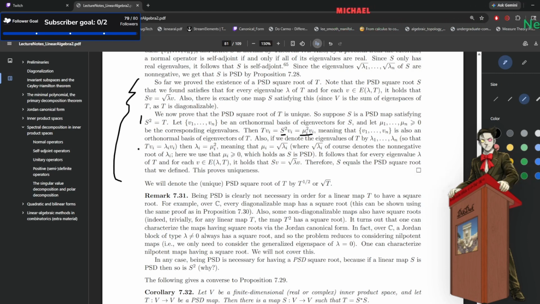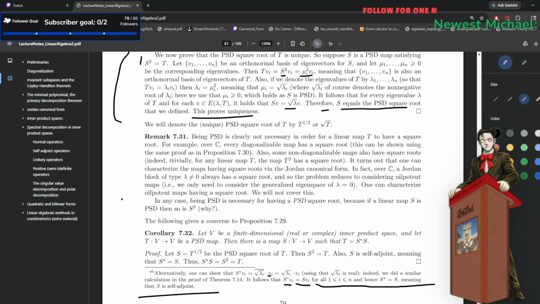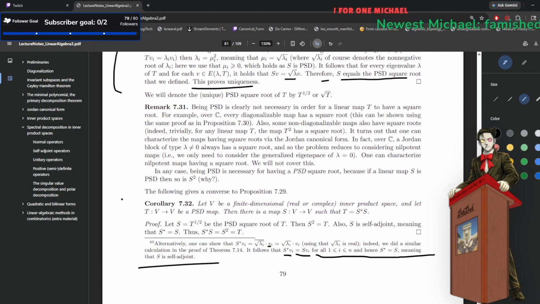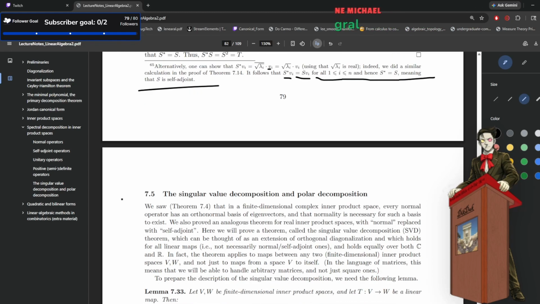It follows that for every eigenvalue lambda of T, and for each v in the eigenspace of lambda, it holds that Sv is equal to the root of lambda v. Therefore, S equals the positive semi-definite square root that we defined. This proves uniqueness. Very nice. We will denote the unique positive semi-definite square root of T by T to the 1/2, or the root of T. Remark 7.31.